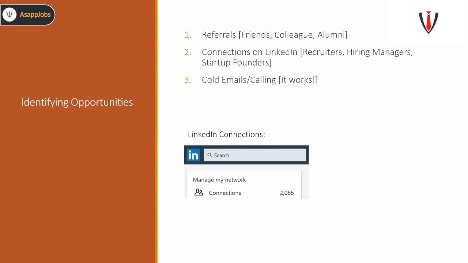And the third one is cold emails and calling. This one has the least impact, but it also works. When I was looking for jobs, I created an Excel sheet with 100 startups in India that I wanted to apply to. Then I searched for who works at those startups. I found the recruiters and the founders, and I found their email addresses if they were mentioned online, and I just reached out to them.